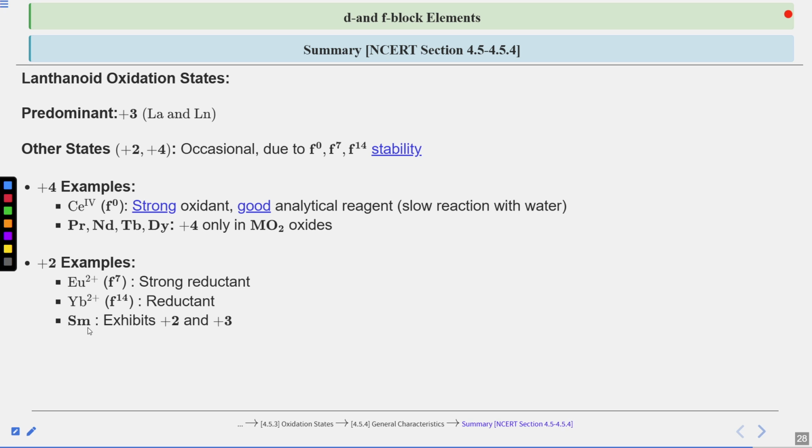Sm, that is samarium, also exhibits both +2 and +3 oxidation states. Lastly, Tb, that is terbium, in the +4 state has f7 half-filled stable configuration, and it is going to act as an oxidant. And they all are going to convert in the end to +3, the common and stable oxidation state shown by the lanthanoids.